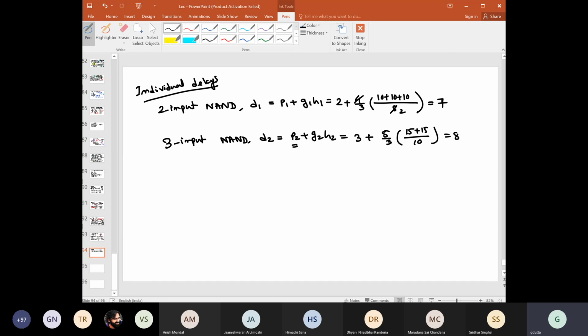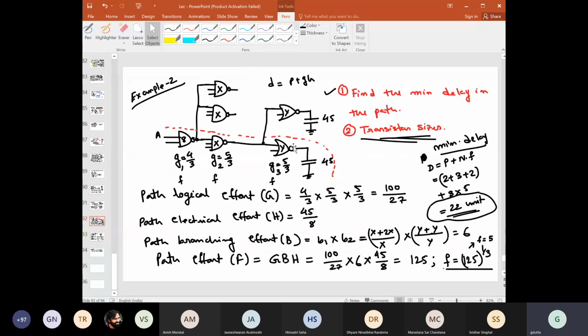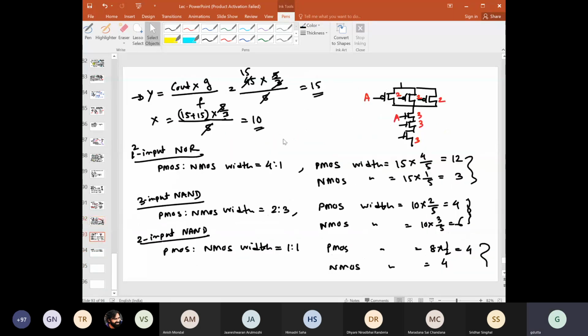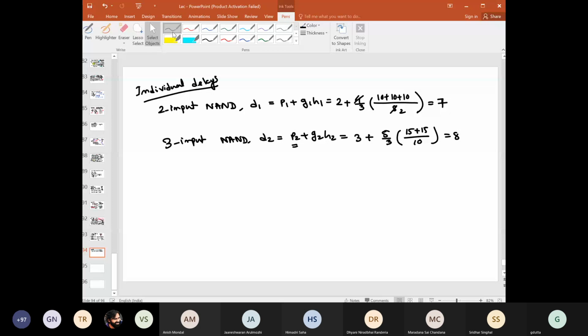Okay. Then what is the next stage? The next stage is this 2 input NOR gate. Let us say the delay is D3 and we are writing it in terms of P3, the parasitic delay. It is two input, so P is 2. What is G? It is 5 by 3.